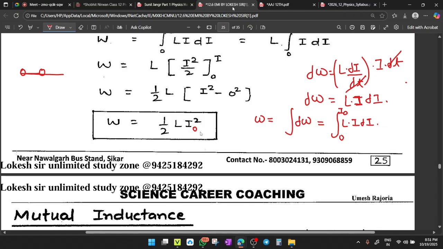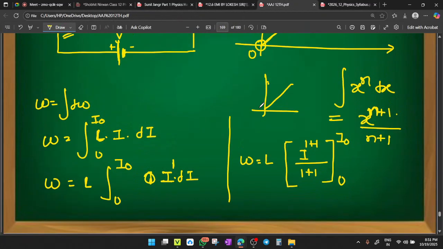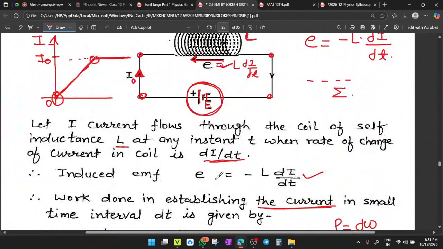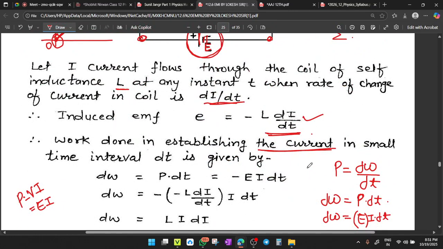As we have taken the maximum current equals to I naught, so we have to put here half L I naught square. Note it. So from where we have started, first we have taken the formula induced EMF E equals to minus L di by dt. This is induced EMF produced because of the flow of a changing current, capital I.